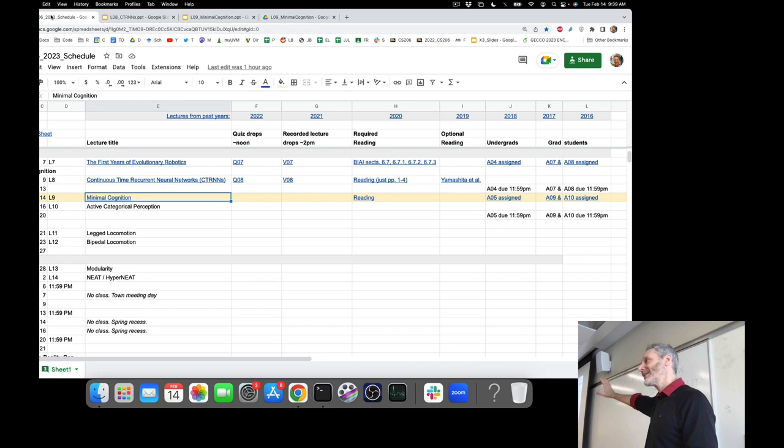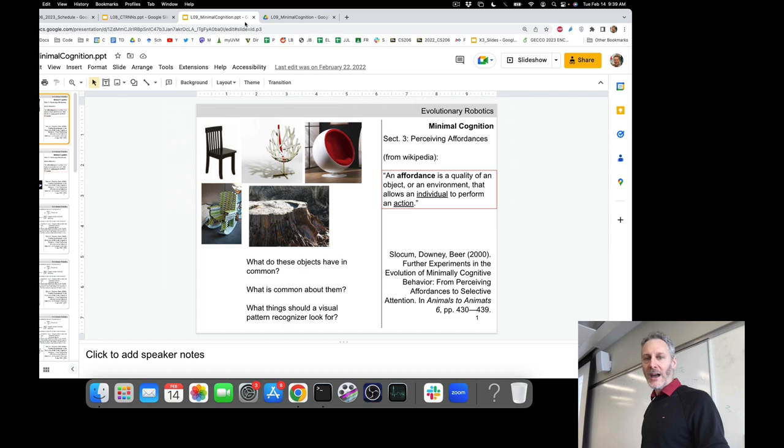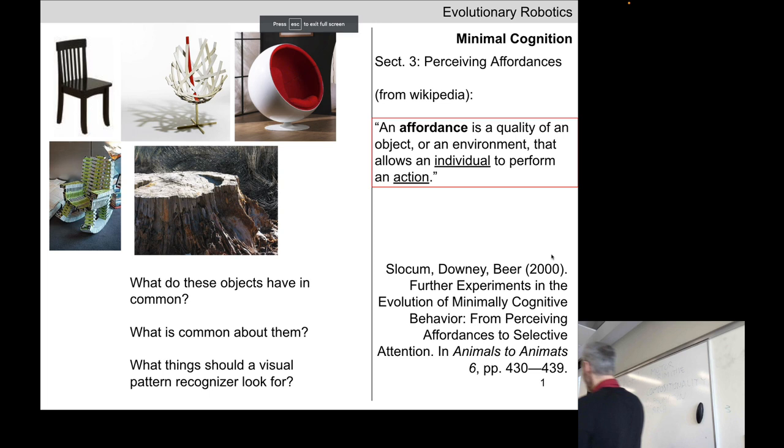Whatever the details are in the robot, they're always a gross approximation of what really goes on in biological systems. Okay, so let's again put these CTRNNs to work. In lecture 9 here, I love this lecture, we're going to look at some experiments from this particular paper down here.